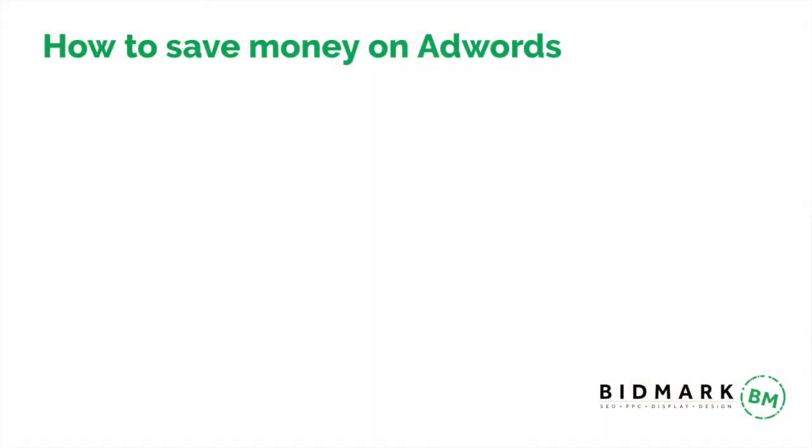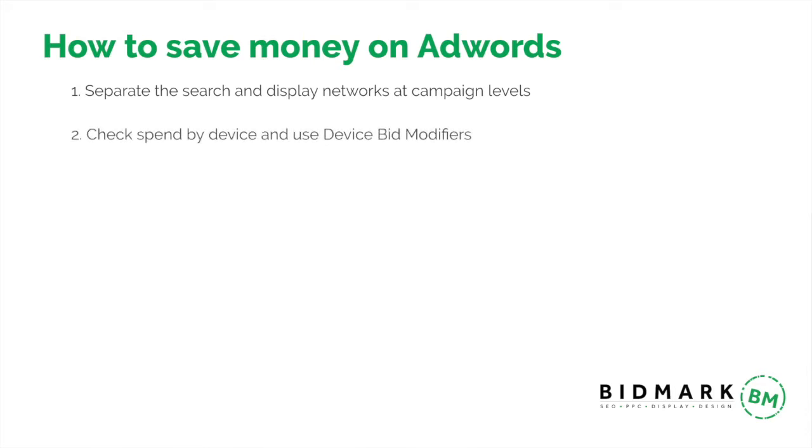Okay, here we are: how to save money on AdWords. Before I talk you through each step individually, I'm going to give a quick overview of what the 10 changes are. If they don't make sense right now, don't worry, I'll explain in more detail as we get to each step and each recommendation. Number 1 is to separate the search and display network at campaign levels. Number 2 is to check spend by device and use device bid modifiers.